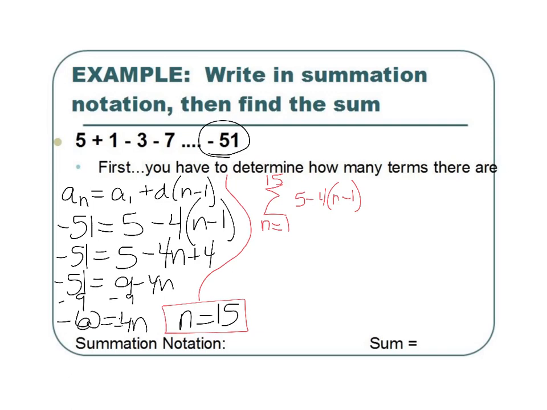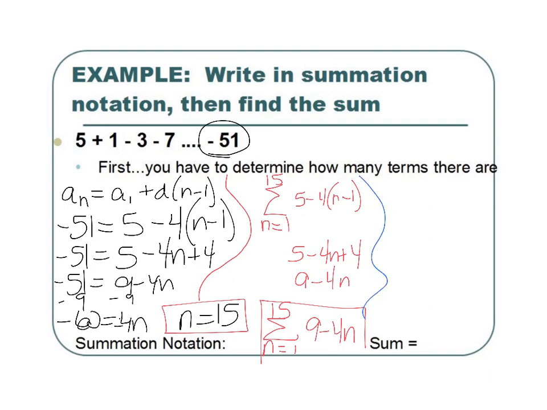I would expect you to clean this up a little bit. Go ahead and distribute your -4. We could probably make this rule look a little bit nicer. So I'm going to take my 5 minus 4n plus 4 ends up being a 9 minus 4n. So my official answer is that's my summation notation.